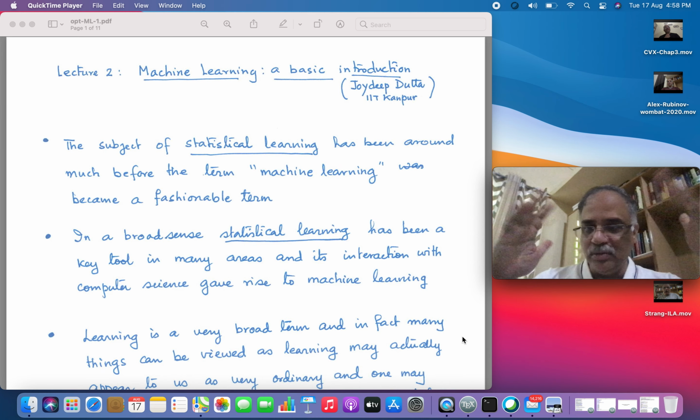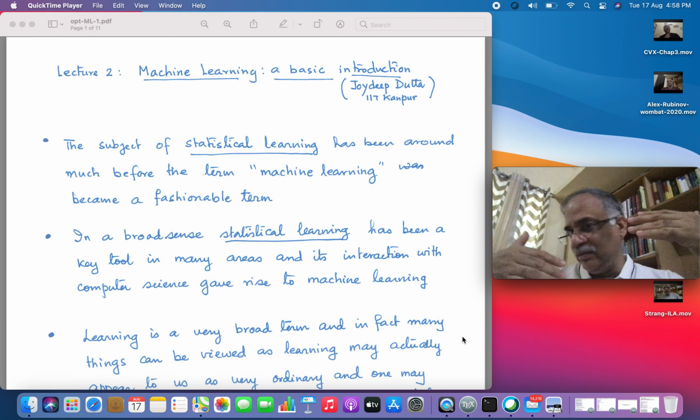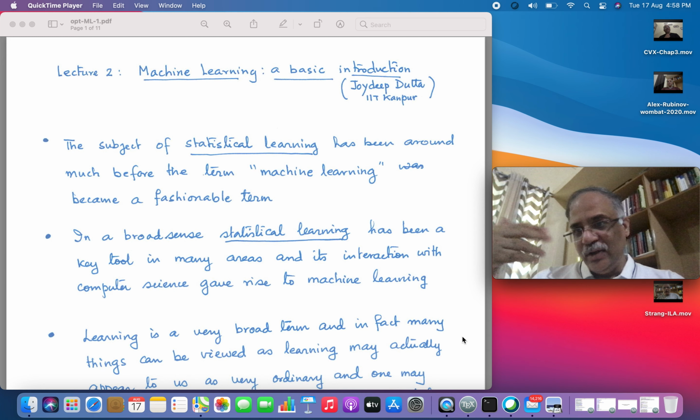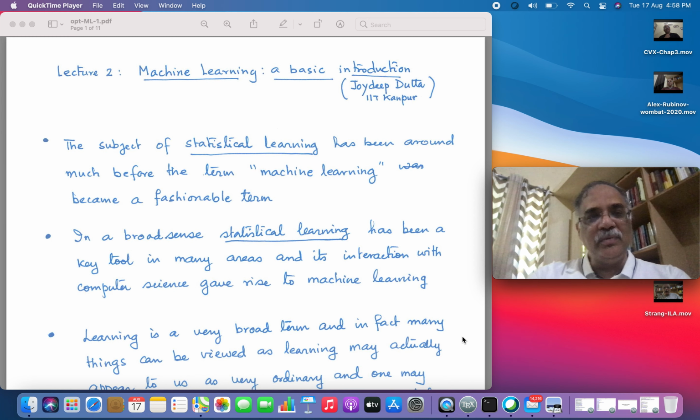People can just keep on telling this or telling that. Wherever you can just drop the term machine learning in everything, and people would be very happy with you.